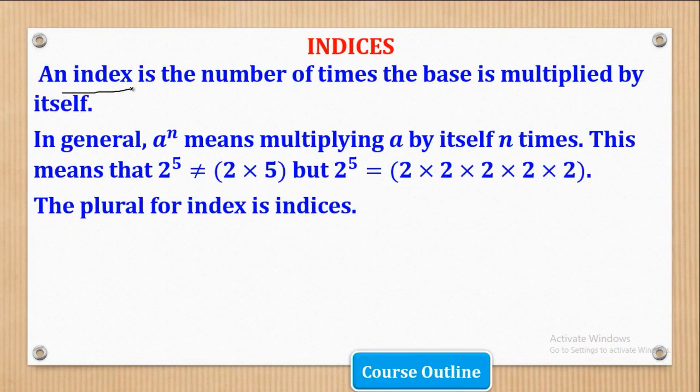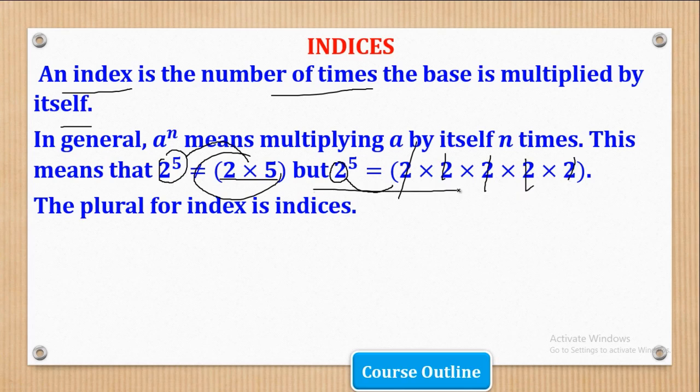So an index is the number of times the base is multiplied by itself. For example, if I have 2 to the power 5, most students get confused and think it is 2 times 5, but that is not the case. If it is 2 to the power 5, it implies that you multiply 2 by itself 5 times. That is why you see here 1, 2, 3, 4, 5. So that is what an index is. Now the plural for the word index is indices. That is why the topic is called indices.